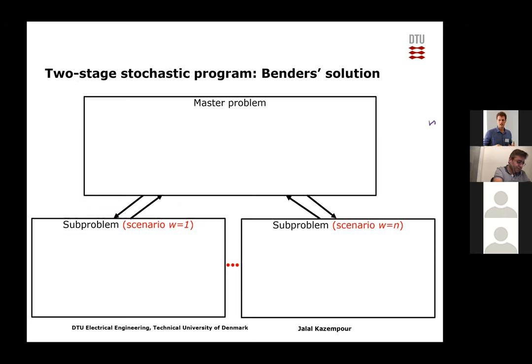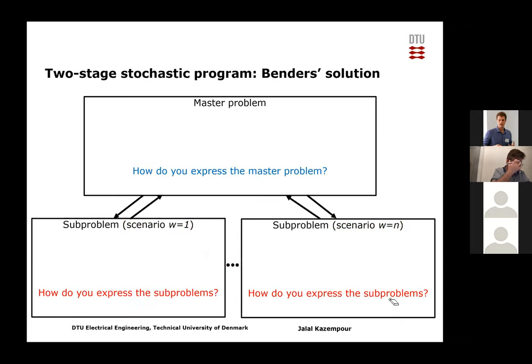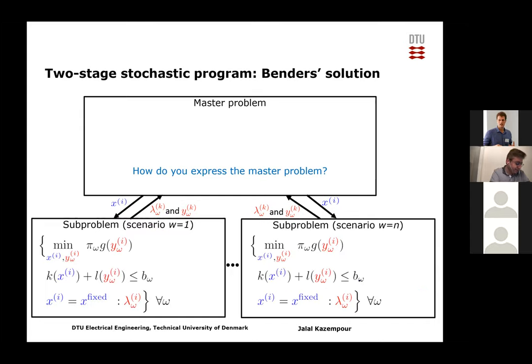So, just repeating what we did together. We have one master problem and one subproblem per scenario, from scenario one to the last scenario, let's say scenario N. The master problem provides the updated value for the complicating variable, while the subproblems send back the values of, let's say, the objective function, which is a function of omega, and the sensitivity, lambda. Let's see how it is.